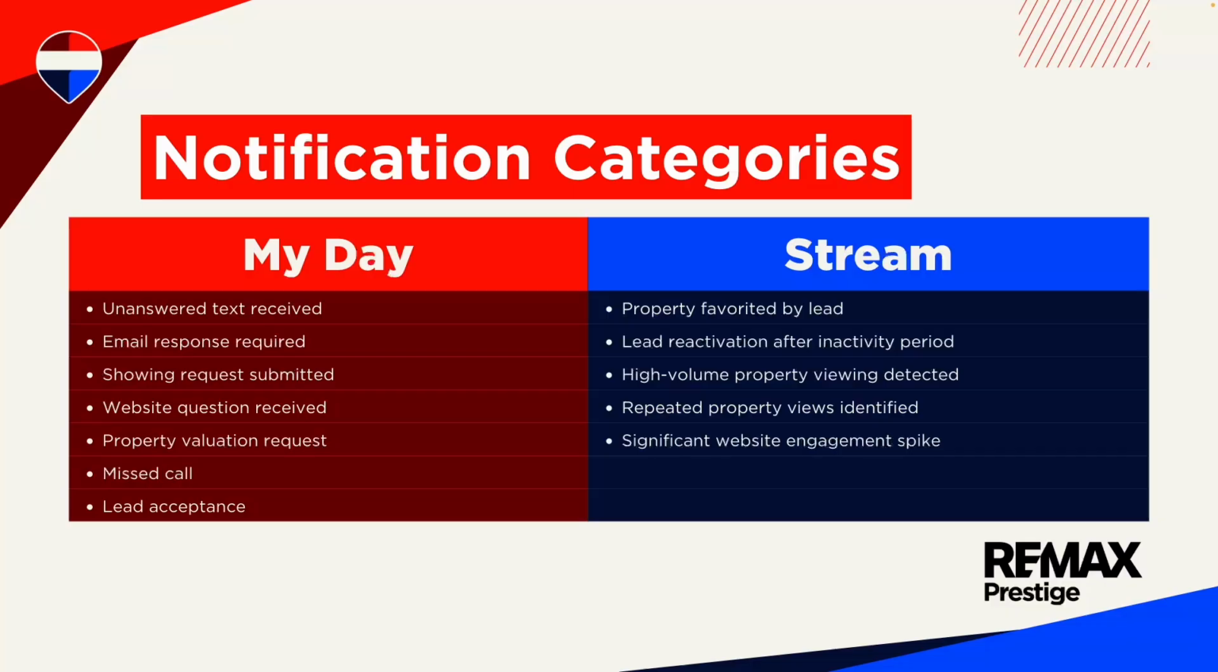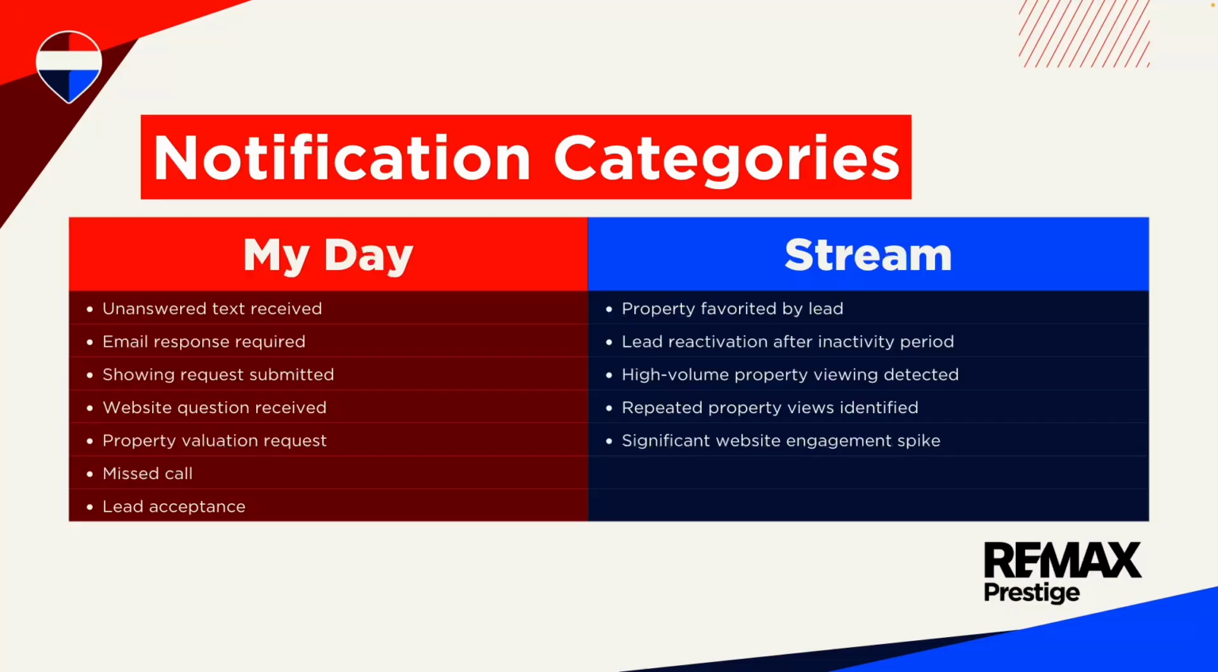Looking at the notifications in the My Day column, what's the common thread? It's contact and communication. An unanswered text message, a request for a showing, a missed call, and while it's not on the table itself, any tasks that you need to complete. All of these things are about contacts reaching out to you and your need to respond to them.